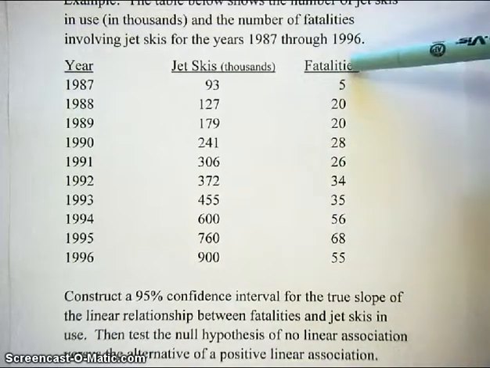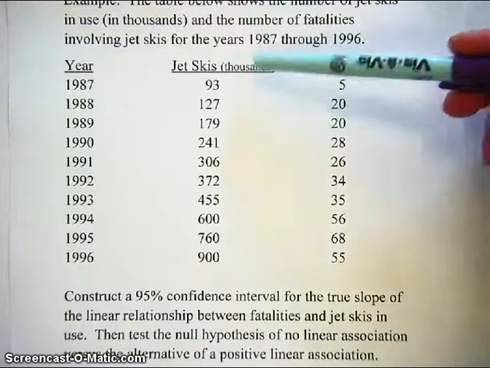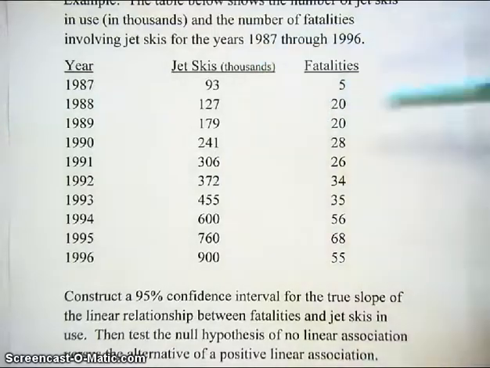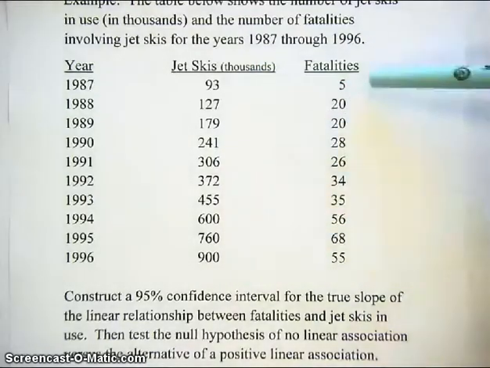In this case, fatalities is your response variable. That's your y. That's what you're trying to explain. Jet skis is your explanatory variable. That's the variable you're using to predict or explain the behavior of your y variable, fatalities.